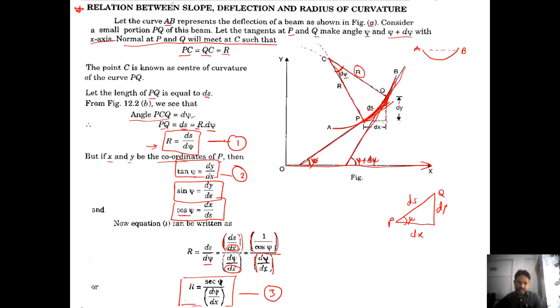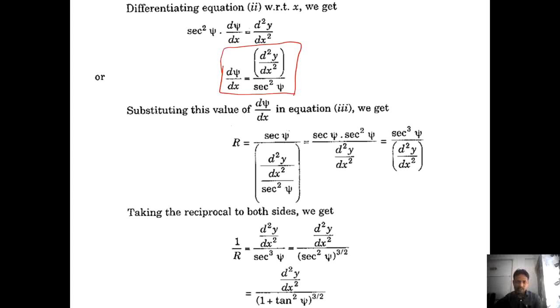So equation number 3 will be r equal to sec phi by d phi by dx. The value of d phi by dx is d2y by dx square by sec square phi. So sec phi by d2y by dx square by sec square phi. So this term will come in the numerator. So sec phi into sec square phi. Okay, so that is sec cube phi by d2y by dx square. It will be sec cube phi by d2y by dx square.